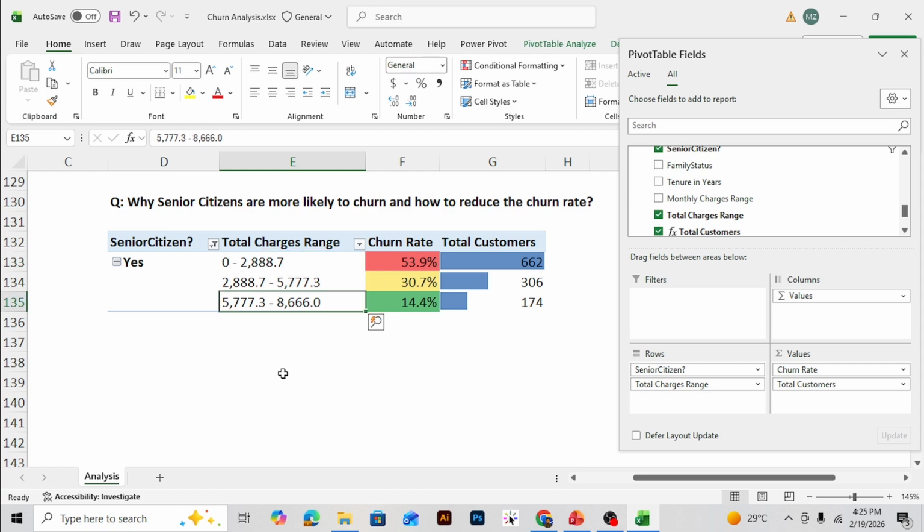Those between 5.7 and 8.6 thousand have a much lower churn rate. I think most of these users have subscribed to our 2-year contract, and I think they are not using the electronic check payment method, and they are not using the useless services either. That's why the churn rate for this range is minimum and quite low.